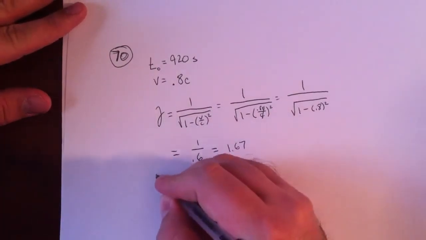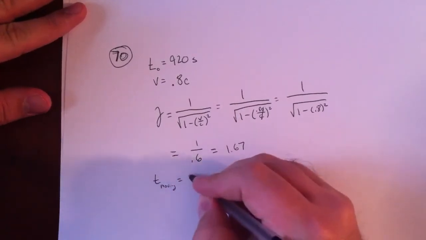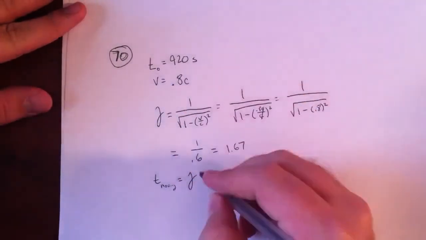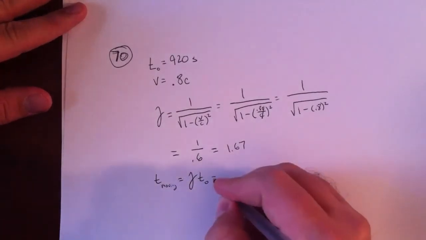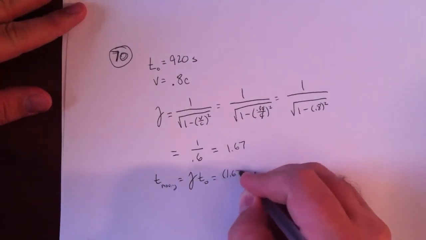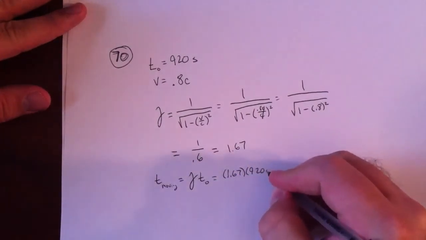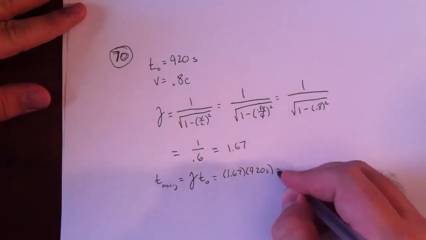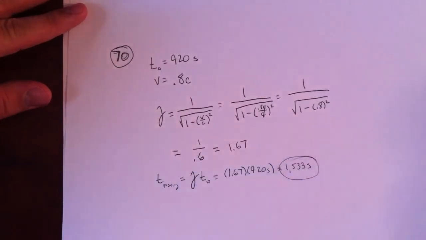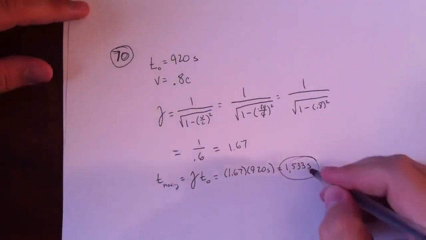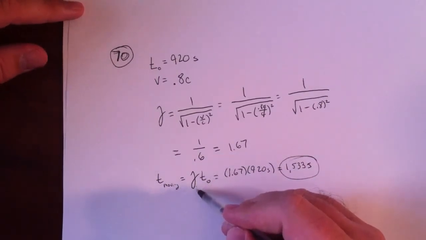Now we know that we want the time in the moving frame. To get that, you take this gamma factor and you multiply it by the time when it was still. So that would give us 1.67 times 920 seconds, which ends up being 1,533 seconds.